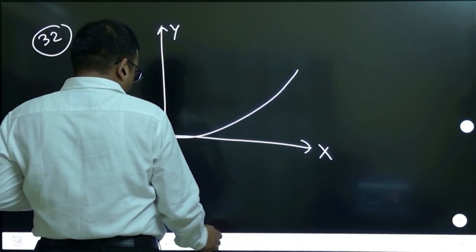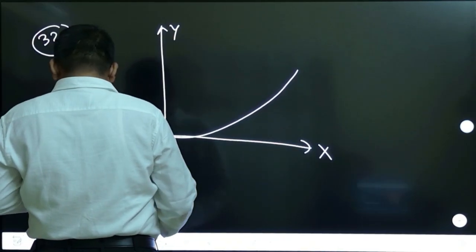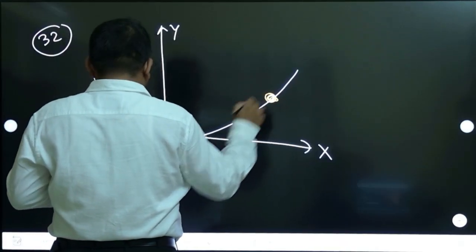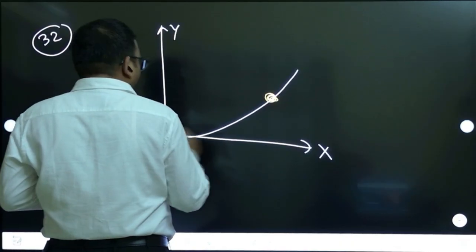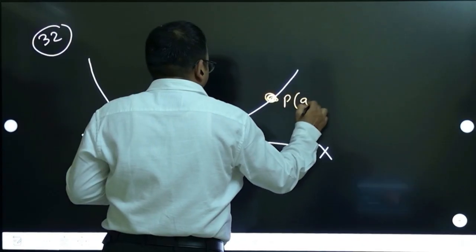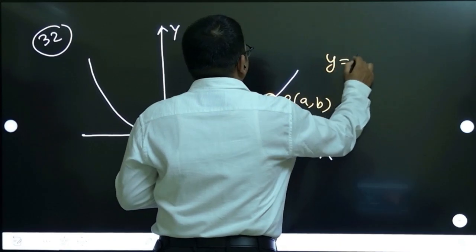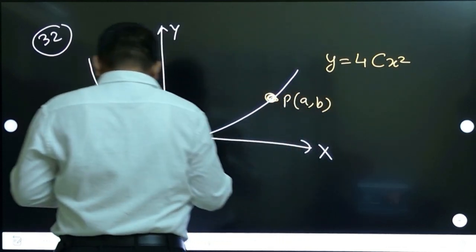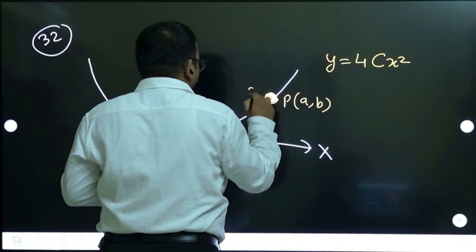Now suppose there is a bead kept here. Sorry, there is a point here, A comma B. The equation of the parabola they have given is y equals 4c x square. This bead has a mass m here.